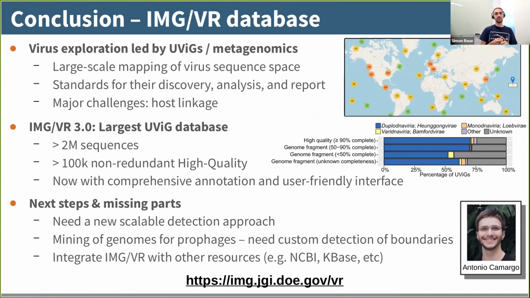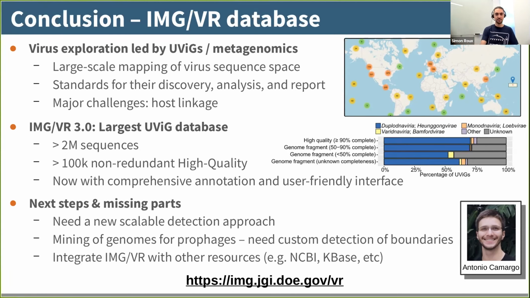IMGVR lets you do some virus exploration based on all this metagenomic data. We are starting to have standards for analysis, discovery and reporting, and we are trying to implement them as we go into the database. A major challenge is this host linkage. Again, we are now trying to come up with a comprehensive annotation and user-friendly interface. We are not there yet. A lot of things still need to be standardized, and we also need to use more and more of this shared pipeline rather than everyone doing their own custom approach every time. But eventually, I'm convinced we will get there.